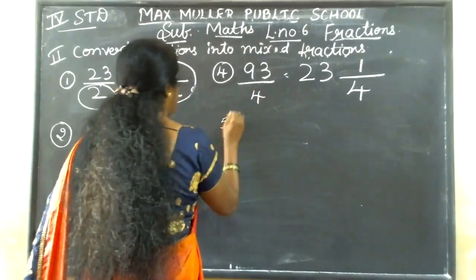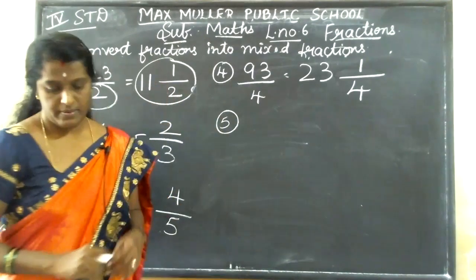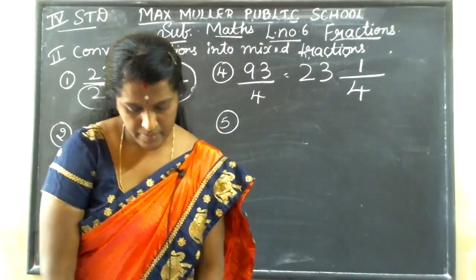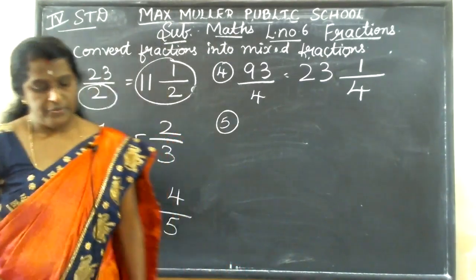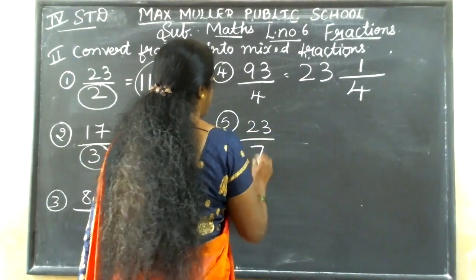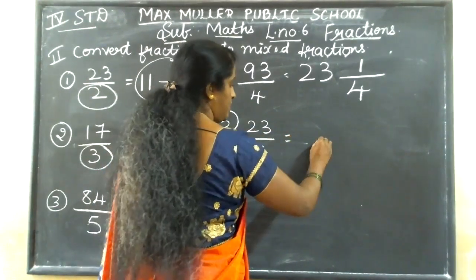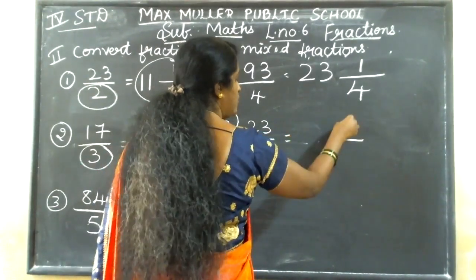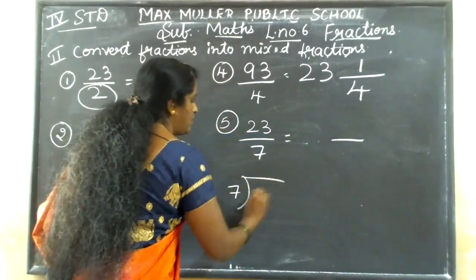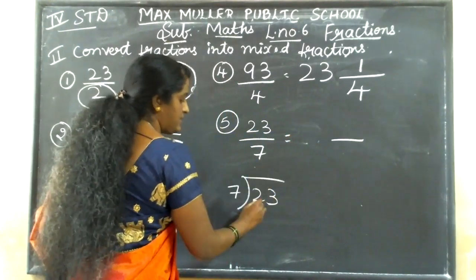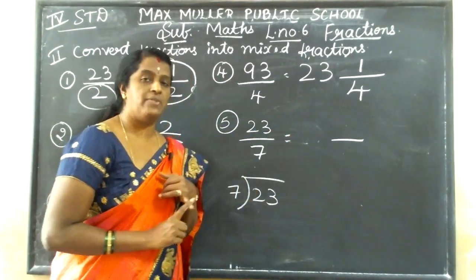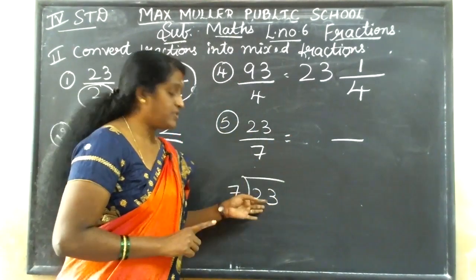Yes, fifth one. Fifth one, 23 by 7. So you should write the whole number, and the numerator and the denominator. 7 ones are, write the table. 23. 7 ones are 7. Can I write? No, 2 is lesser. So 7 ones are 7. 7 twos are 14. Nearest to 23.